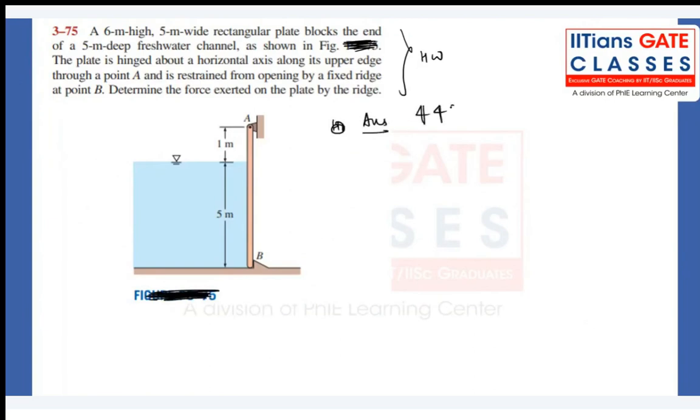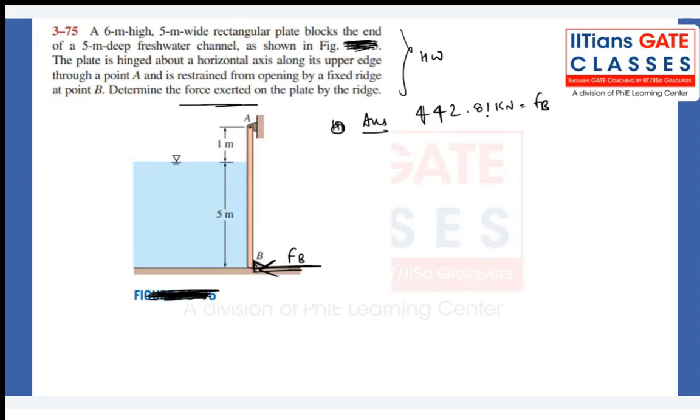They are asking the force exerted on the plate by the ridge. This is the ridge. What is the force which is being exerted by this ridge? They are asking. So 442.81 kilonewton, that is the force exerted by the ridge. Right. So you try to solve. I will discuss if you are not getting it.